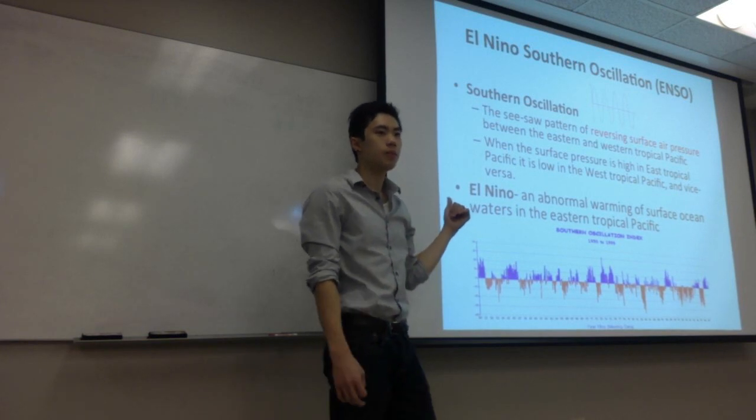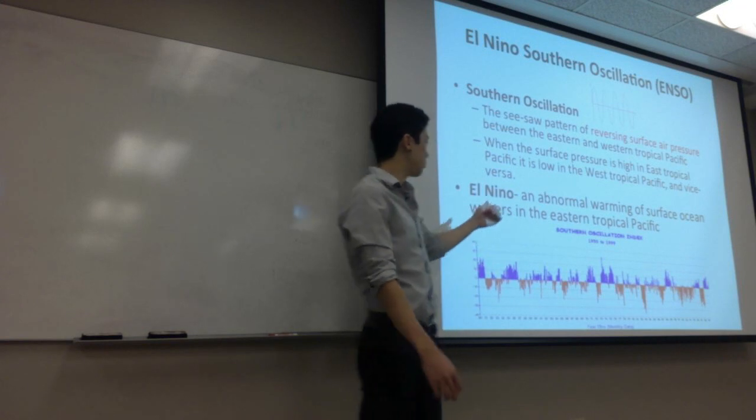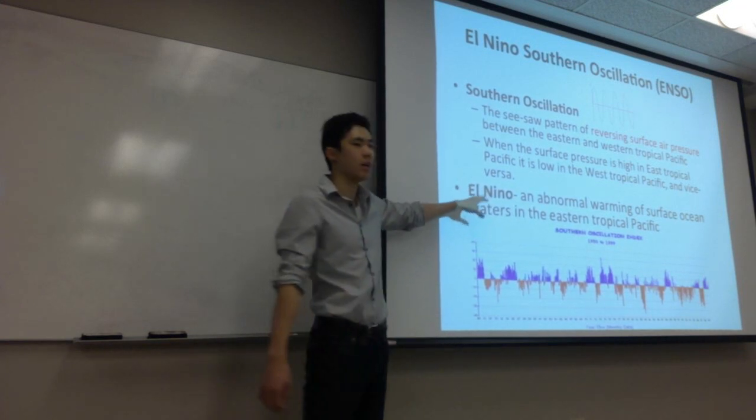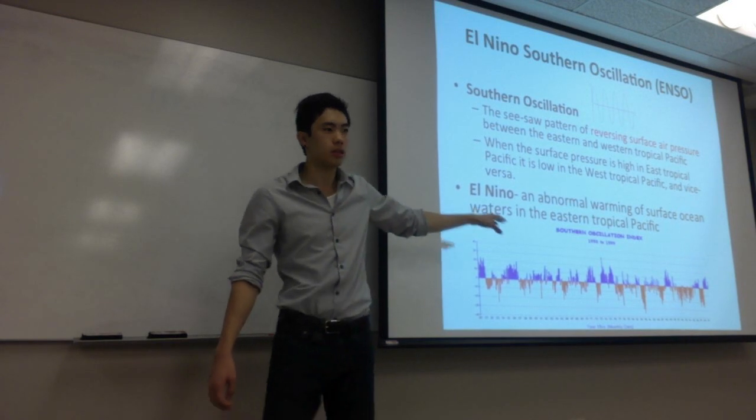The normal pattern, which side is... I'm about to go over that. Yeah, so just know that El Nino is the abnormal warming in the eastern Pacific.